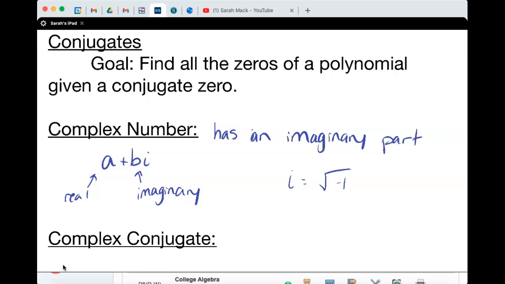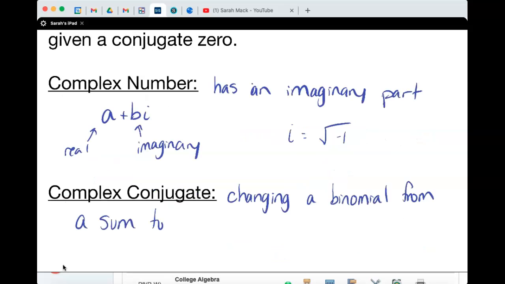What is a complex conjugate? Now I know what complex means. Most people forget what a conjugate means, though. A conjugate is basically changing a sum binomial to a difference of a binomial, and vice versa. So I'm going to say changing a binomial from a sum to a difference. And it could go the opposite way. So if I had a plus bi, the conjugate would be a minus bi.